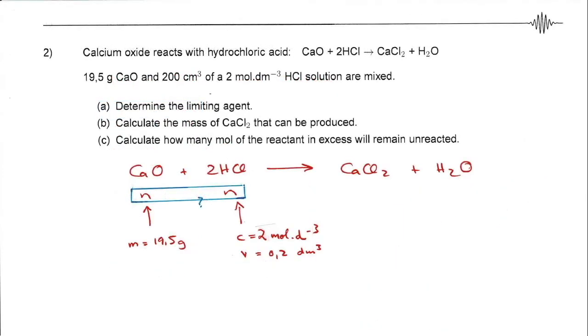In number 2, they gave you a mass of calcium oxide, and they gave you a volume and a concentration of the HCl. And then they're going to ask you the same questions.